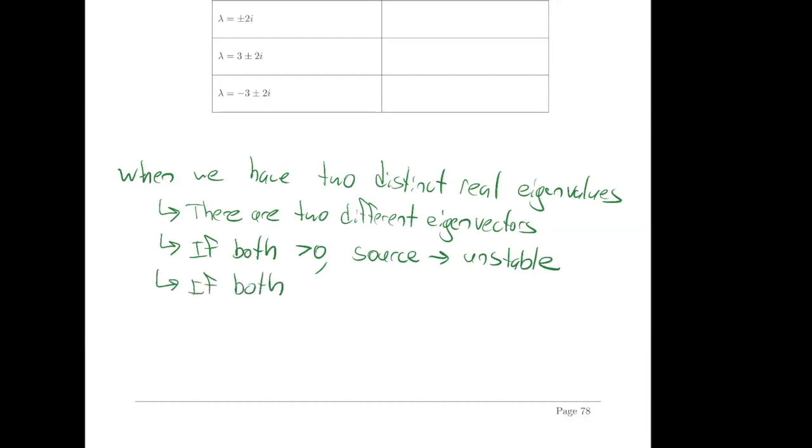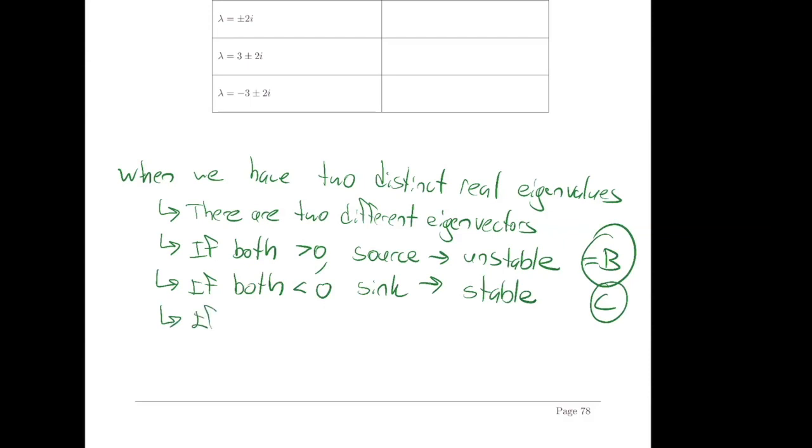So if they're both positive, then we get a source and it's unstable, and that's like the case in B. If they're both negative, then we get a sink, and that's very stable. And that's like in C. And if they're opposite signs, that's when we get a saddle, and that is semi-stable. And that is like the ones that we did on the previous problems.